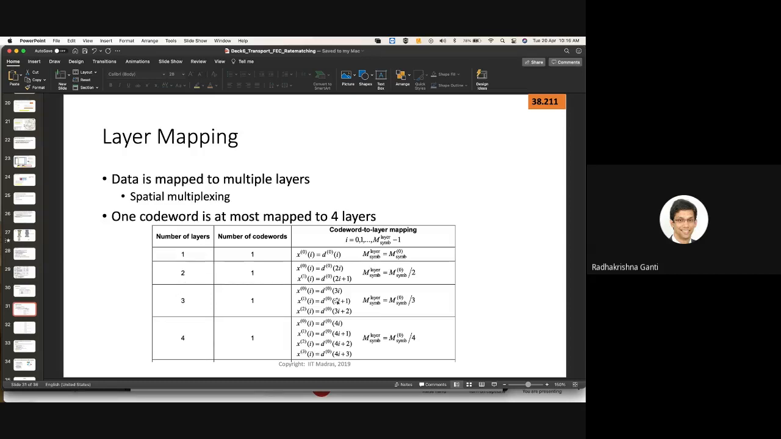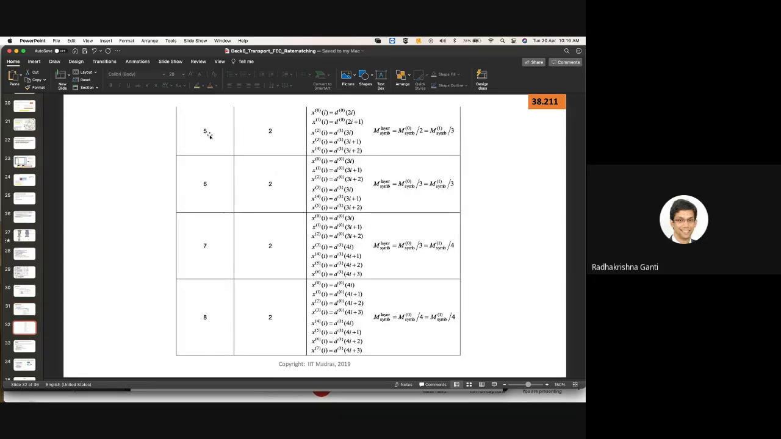If the number of layers is 3, they divide the symbols equally. The first goes here, second goes here, third goes here, fourth goes here, fifth, sixth, into different layers, so the number of symbols divided by 3. Similarly for 4 layers. So one code word can be mapped to at most 4 layers. This is what we saw earlier. If you require more than 4 layers, such as 8, you require 2 code words. For 5 layers, you have 2 code words and this mapping: the first code word goes into 2 layers and the second code word goes into 3 layers.